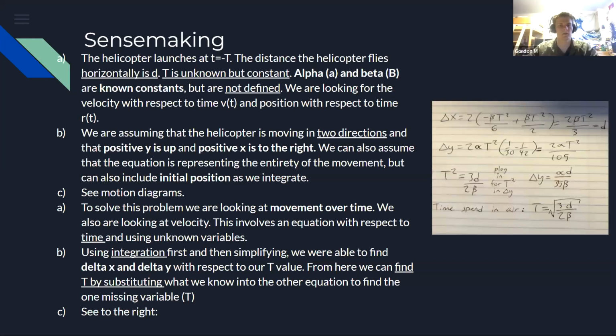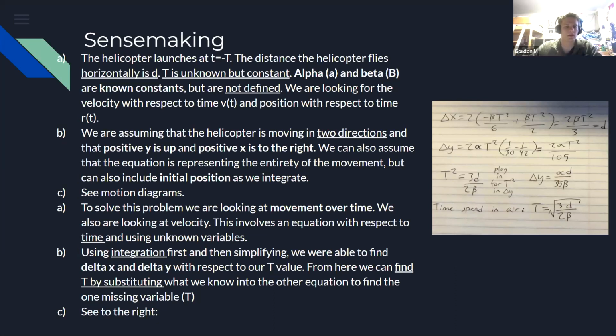So this is our topic on sense making. Remember the helicopter launches at little t equals negative big T. Using that, as well as using our understanding of initial time, we are able to convert the instances of little t into instances of larger T, which helps simplify the equation.